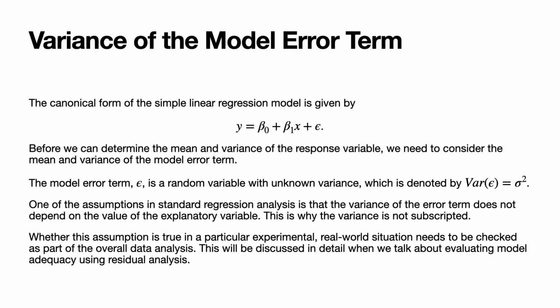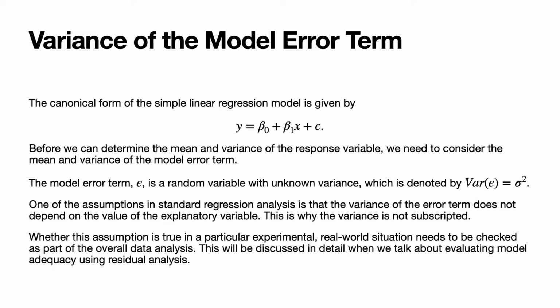So the canonical form of the simple linear regression model, as we know, is given by y equal to beta 0 plus beta 1 times x plus epsilon. Now, before we can determine the mean and the variance of the response variable, we need to consider the mean and the variance of the model error term. The model error term, epsilon, is a random variable with unknown variance, which is denoted as var of epsilon, the variance of epsilon, as well as sigma squared.